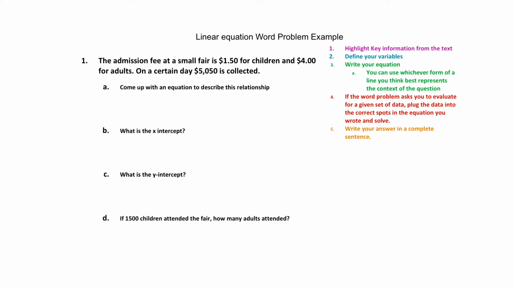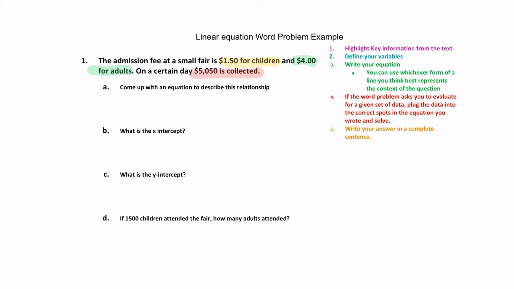So my step 1 would be to highlight key information from the text. My key information would be $1.50 per child. Another piece of information would be $4 for adults. And then my last piece of information is that on a certain day, this amount of money was collected.